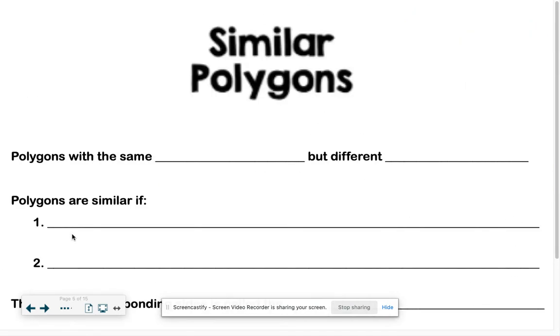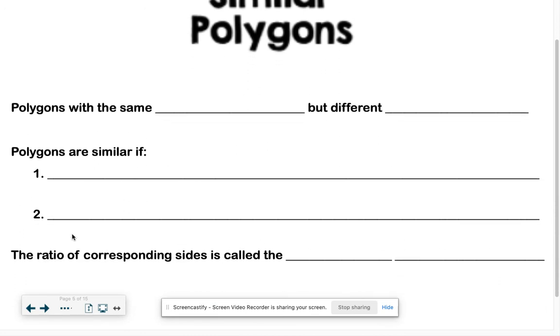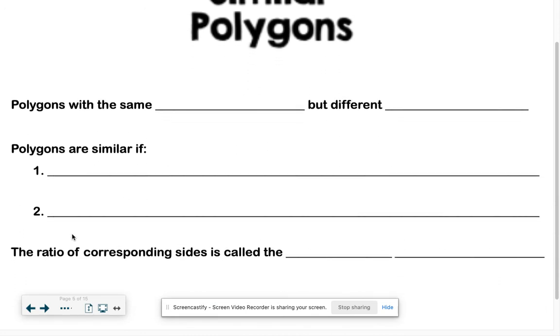Okay. Let's fill in what we kind of said. Polygons with the same shape but different size. That's a similar polygon. We do need to check 2 different things though to make sure that they are similar.